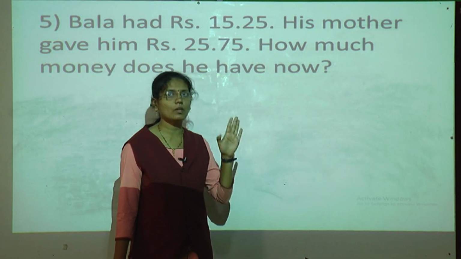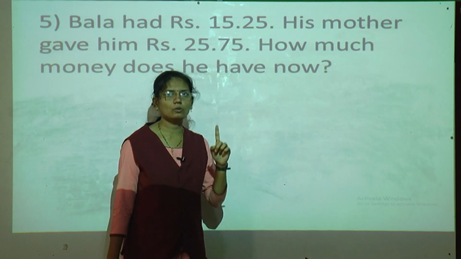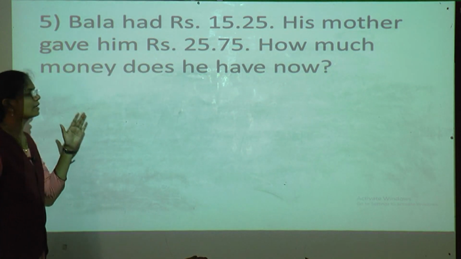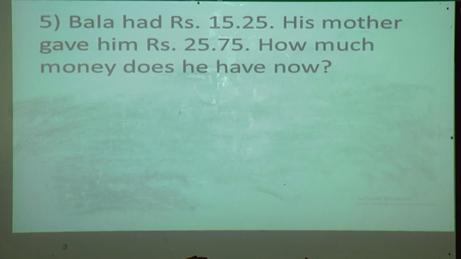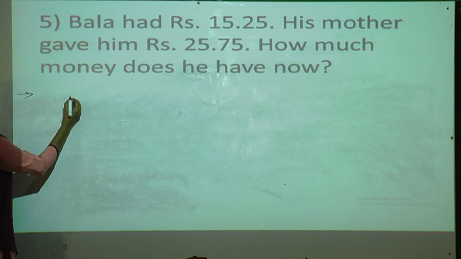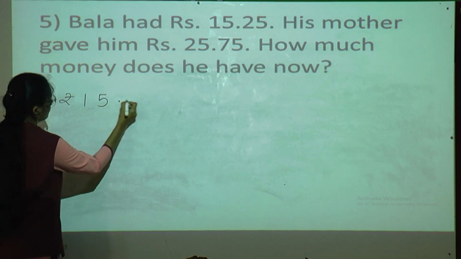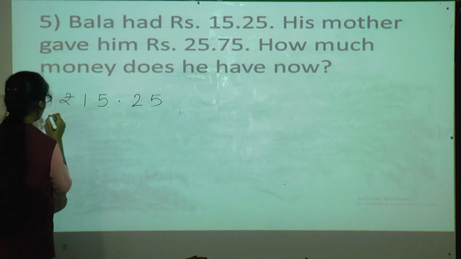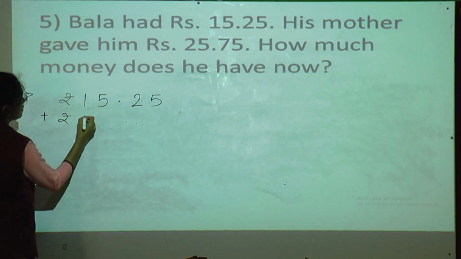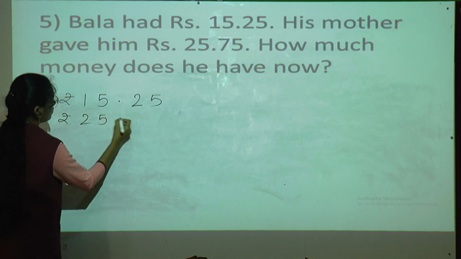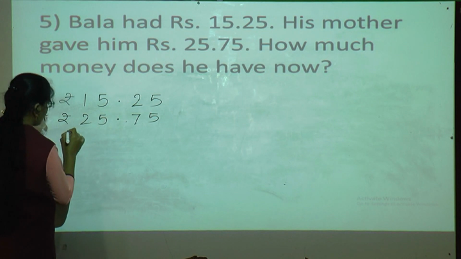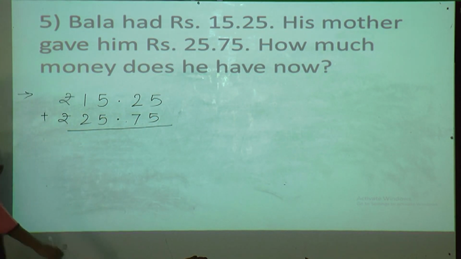Means again, what are you going to do? Here also we have to do the addition. We have to find out the total amount which Bala is having. So here we do the addition. Rupees 15.25 plus rupees 25.75. So here we have to do the addition.